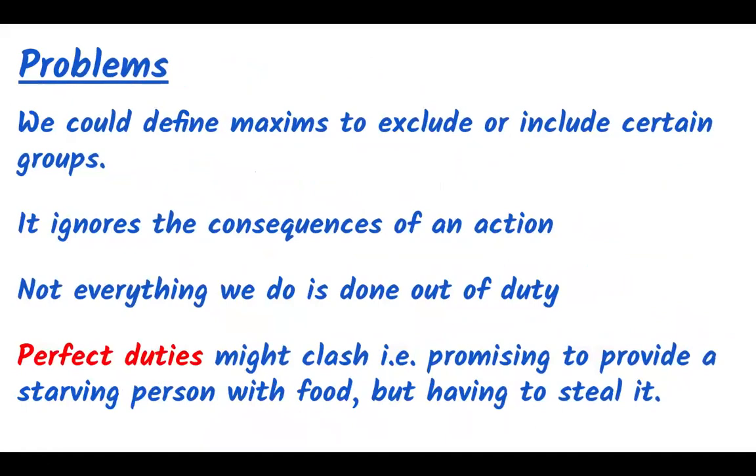The last problem is that perfect duties might clash. So we can think of some perfect duties where we would like them to be universal, for example, for people to keep their promises and for people not to steal. However, those perfect duties might clash. For example, if we promise to provide a starving person with food, but having to steal it in order to do so.